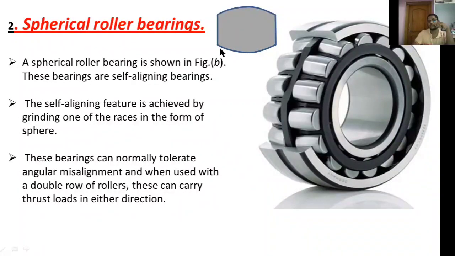You can observe the outer shape of this rolling element. This is in spherical shape. These spherical rollers are used in spherical roller bearings. These bearings can normally tolerate angular misalignment, and when used with a double row of rollers, these can carry thrust loads in either direction.